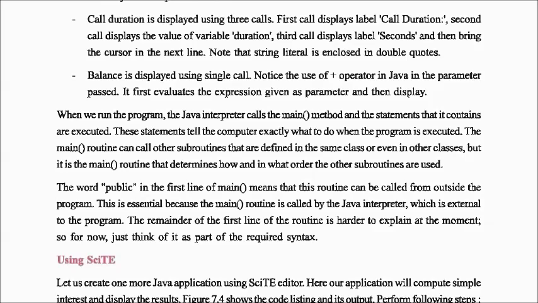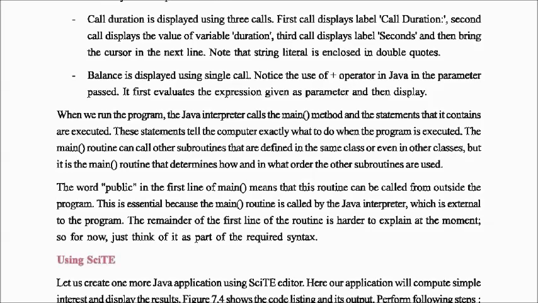When you run the program, the Java interpreter calls the main method and the statements that it contains are executed. These statements tell the computer exactly what to do when the program is executed. The main routine can call other subroutines that are defined in the same class or even in other classes. But it is the main routine that determines how and in what order the other subroutines are used.